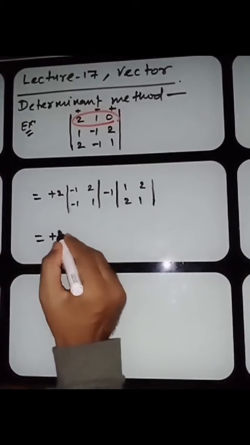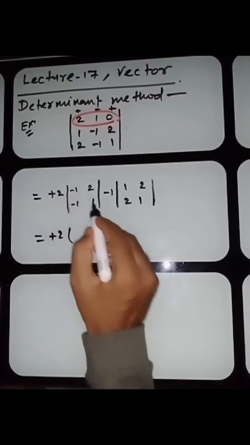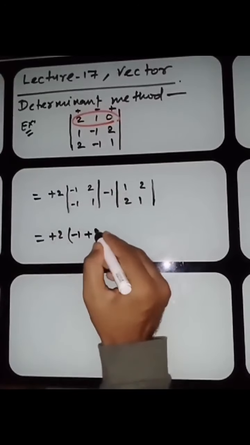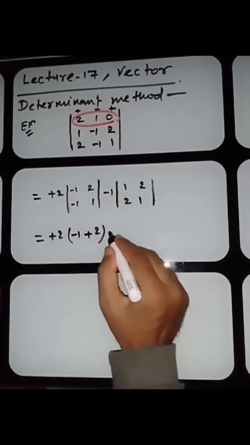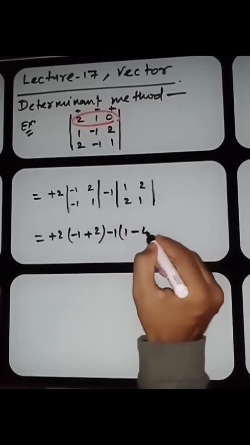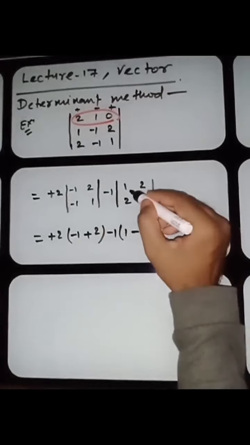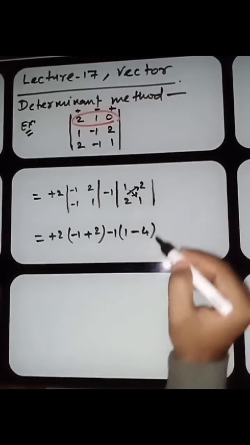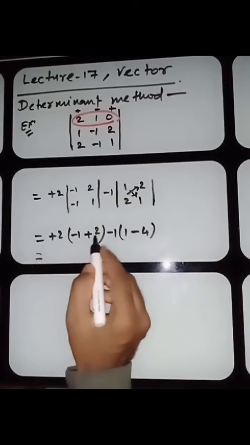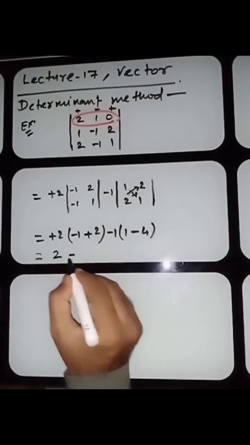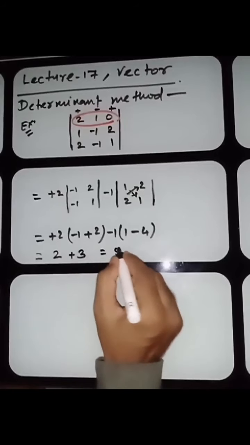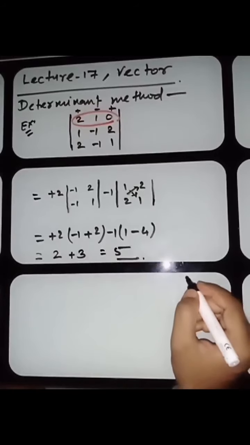Plus 2. Here cross multiplication for this one, minus 1 and minus 2 minus 1, that is minus plus. Here the minus 1. Now 1 minus 4. How am I doing the cross multiplication? First this one and then this one. Now the answer: this is 1, 2, minus, it is minus 3. So the plus 3 and it is 5. All right, this is my answer.